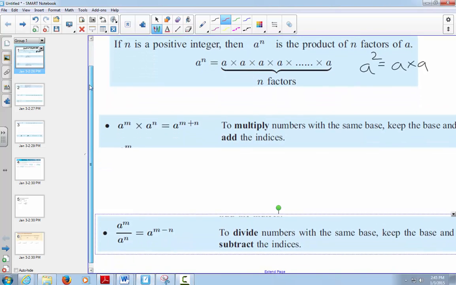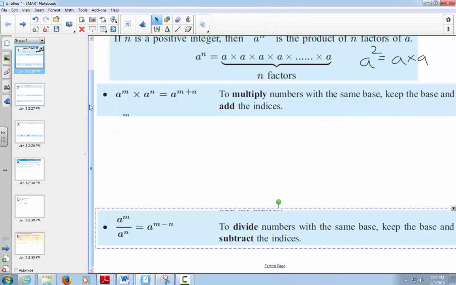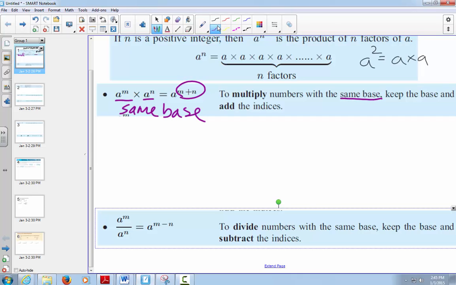Now we're going to run through a bunch of the other laws that you've discussed in previous years. The next one is multiplication of two terms. So we have a to the power of m times a to the power of n. When we multiply, key here, same base, you add the exponents. You keep the base, but you add the indices or exponents.